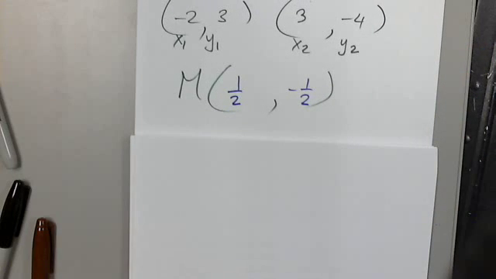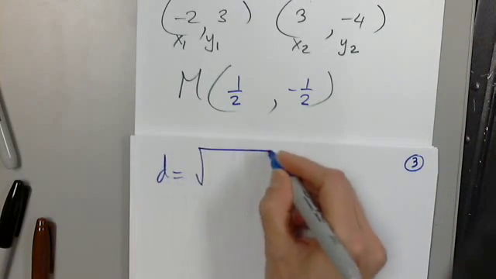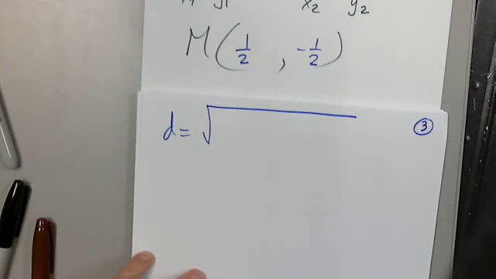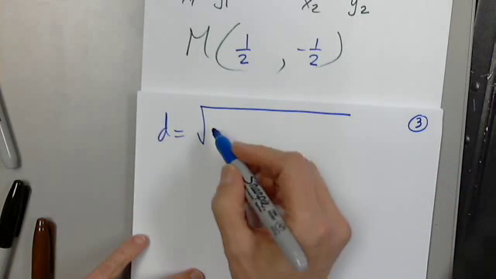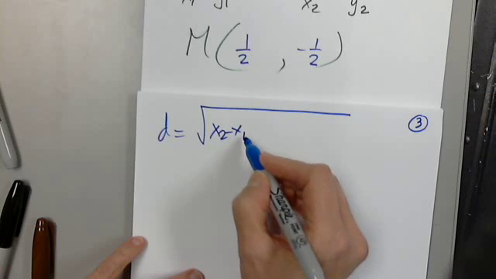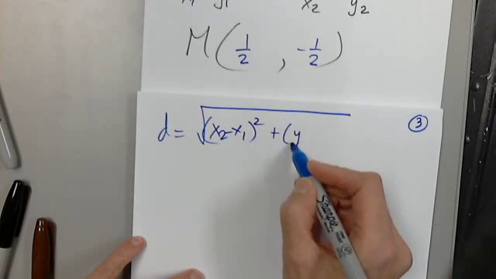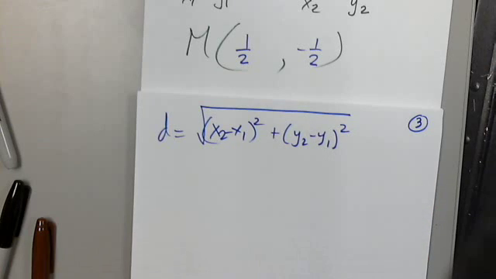Okay, so now let's determine the distance. So the distance, I will always write the formula. I recommend this method, but I accept any. So x2 minus x1, everything squared, plus y2 minus y1, everything squared.